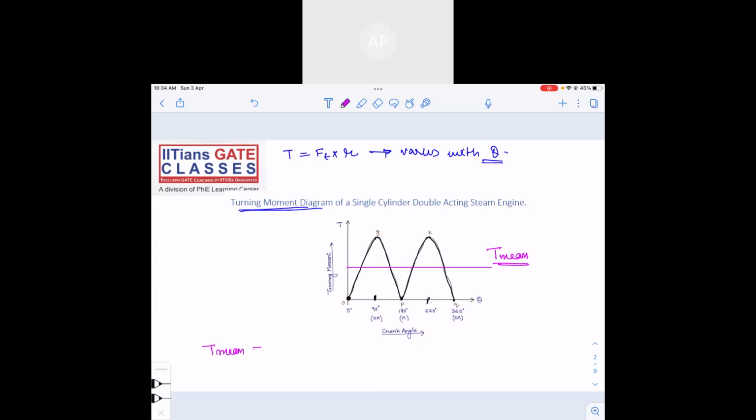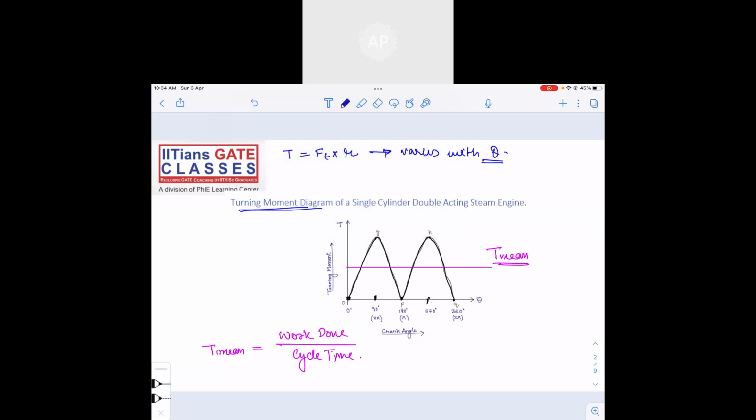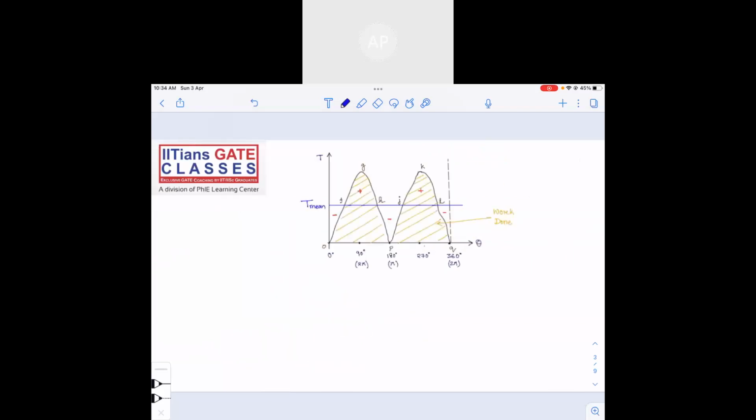T mean is equal to the total work done divided by cycle time, right? So what is work done here? The work done is the area under the T theta diagram. You can see the work done is the area under the T theta diagram.